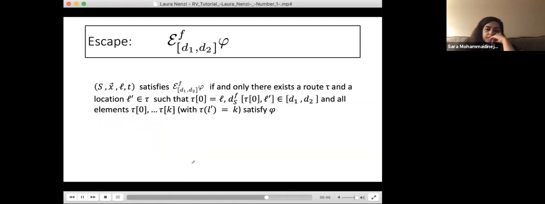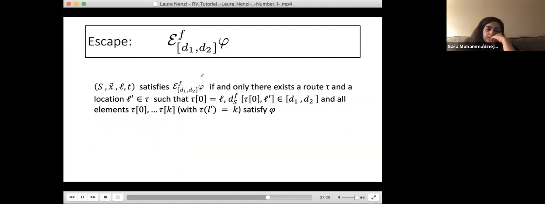The escape operator, escape phi, at the distance between d1 and d2, considering the distance function f, describes the possibility of escaping from a certain region, passing only through locations that satisfy phi, via a route with a distance that belongs to the interval d1 and d2.